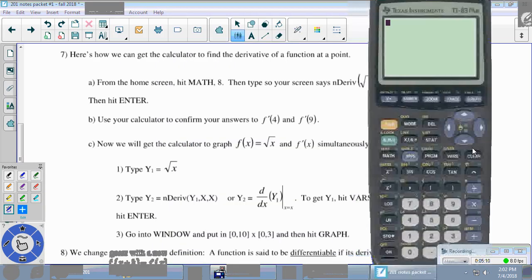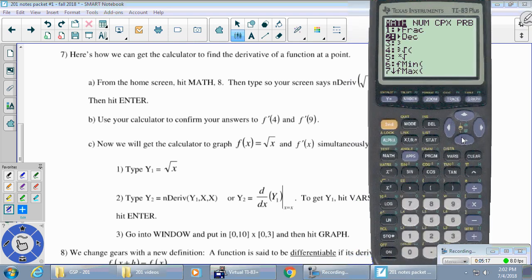Okay, so from the home screen, it says hit math and then 8. So math is right here, right below the alpha green button. Now 8 is off screen. I'm going to scroll down, but if you just hit 8, it would give it to you. So it's nDeriv. Deriv is short for derivative. So I'm going to quit out of here and just show you that you can do math and then 8. And then it says, okay, you want nDeriv.